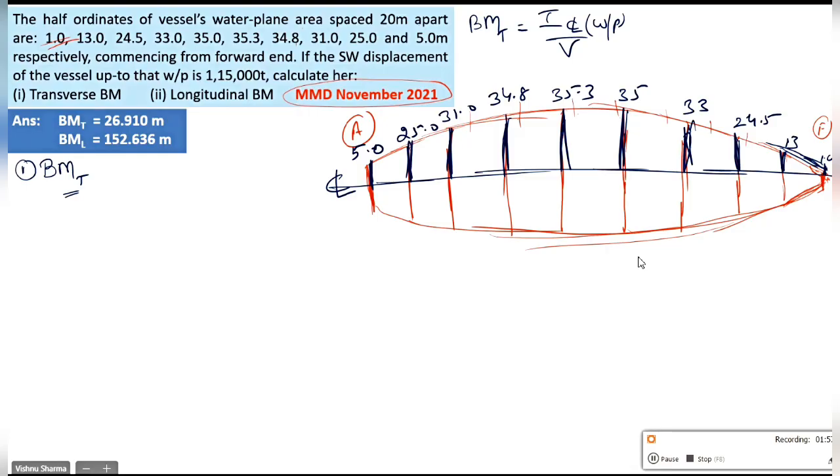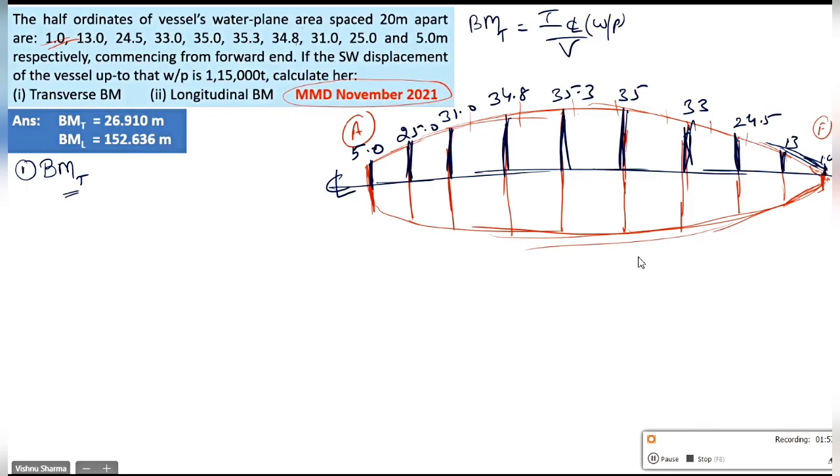So in this case, can I take the starboard side of the vessel as the reference axis? No. Can I take the port side? No. Why? Because the ordinates do not terminate on a straight line there. Which is the straight line axis where all the ordinates are terminating? Center line. Center line.